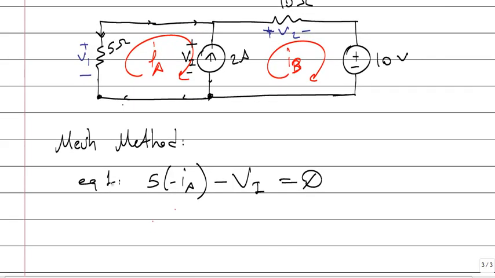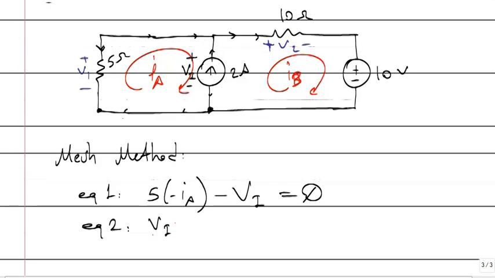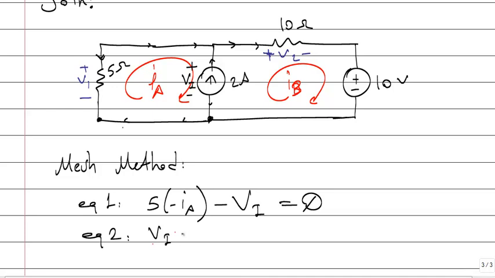Then the second equation, equation 2. Start from the left bottom. There is a voltage increase of VI. Continue. There is a voltage drop, V2. V2 is what? Voltage drop is 10 ohm times the current entering from positive. It's IB. Continue. There is a 10 volt voltage drop. This side is plus, this side is minus. Minus 10 is equal to 0.